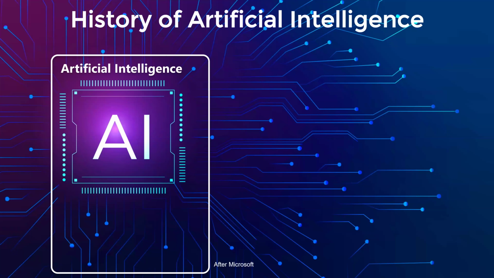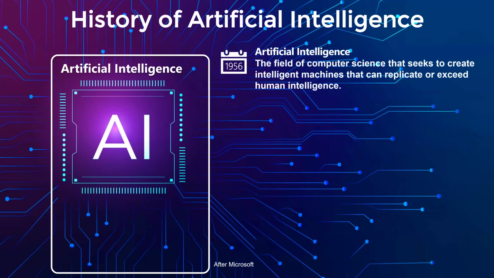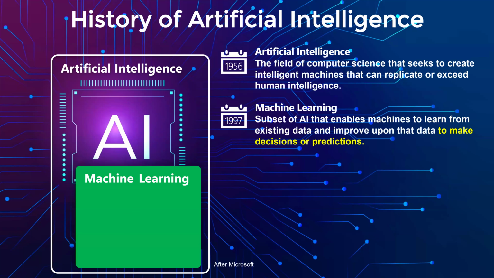So, as a historical development of artificial intelligence, back in 1956 was the beginning of artificial intelligence and applications of computer science to create intelligent systems or intelligent machines. In 1997, this is the machine learning beginning, which is a subset of AI to teach machines to understand and learn lessons from the input data to make decisions or predictions.